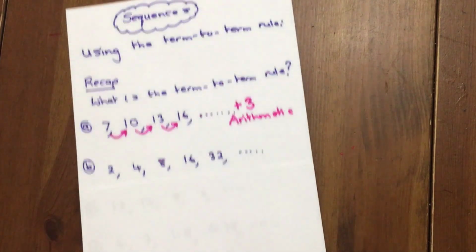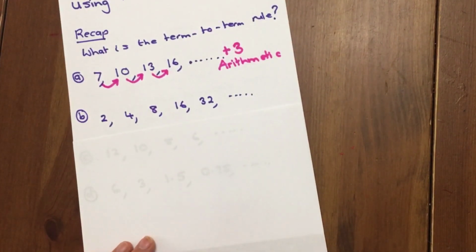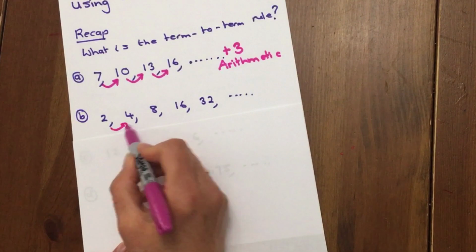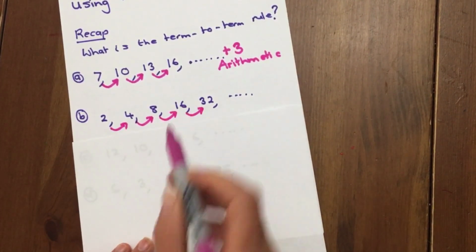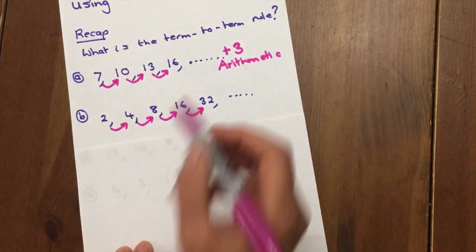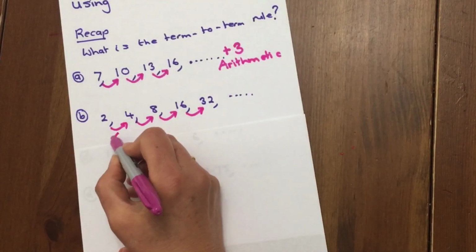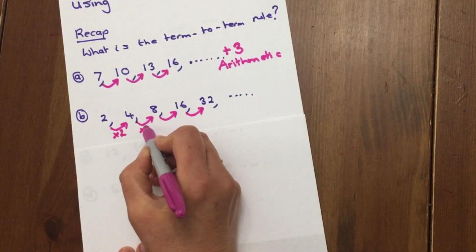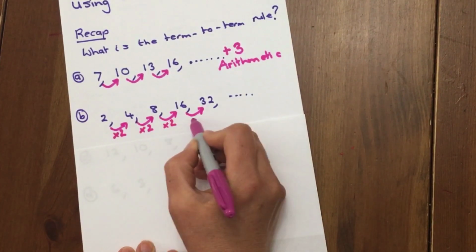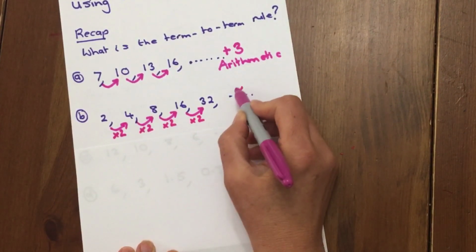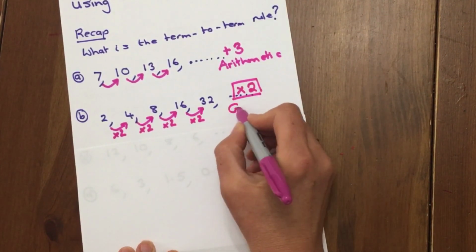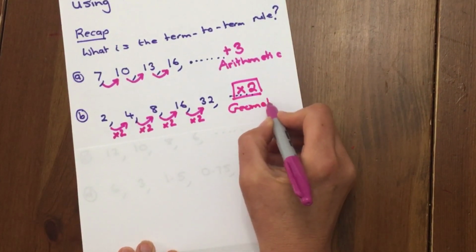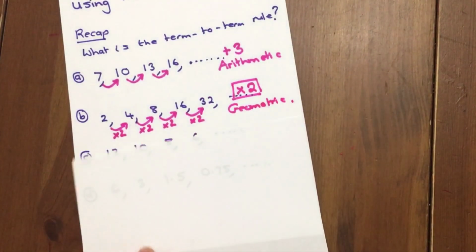Okay, B here, well, I can see that it's not going up in even amounts in terms of adding. You can see that, so it's not going to be an arithmetic. I am actually timesing by 2 to get from one term to the next. So my term-to-term rule is multiplied by 2, and this will be a geometric sequence.